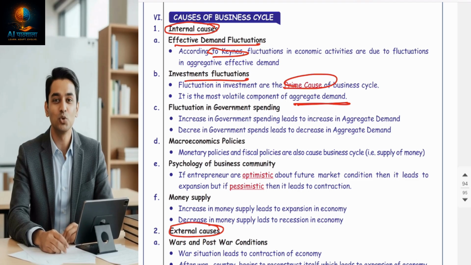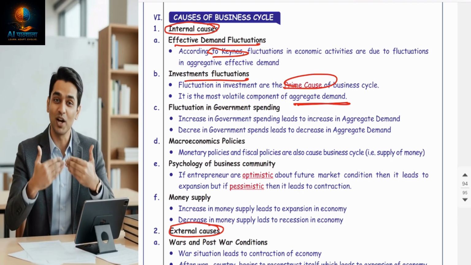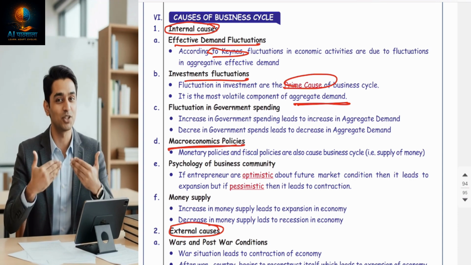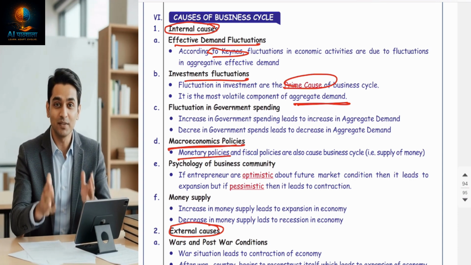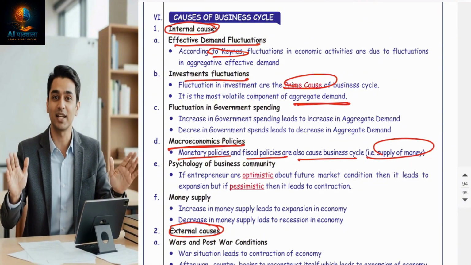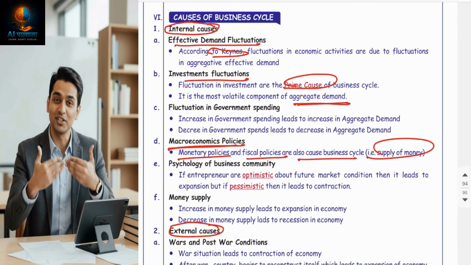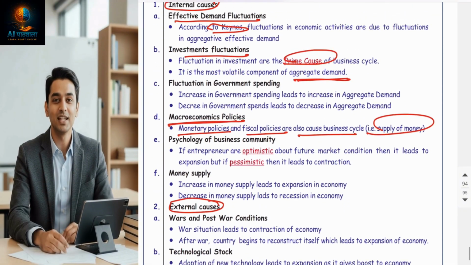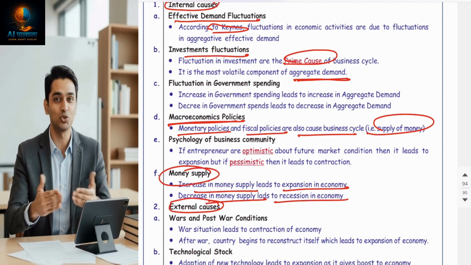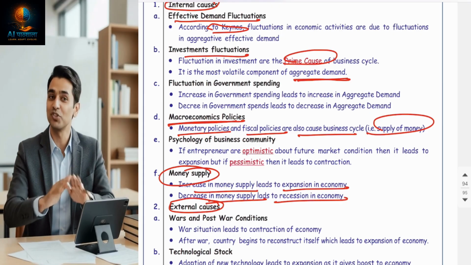Next is money supply. Friends, macroeconomic policies also create economic fluctuations. Monetary policy and fiscal policy are also causes of business cycle, that is called supply of money. If money supply increases, it leads to expansion. If money supply decreases, it leads to contraction. See, increase in money supply leads to expansion, decrease in money supply leads to contraction.